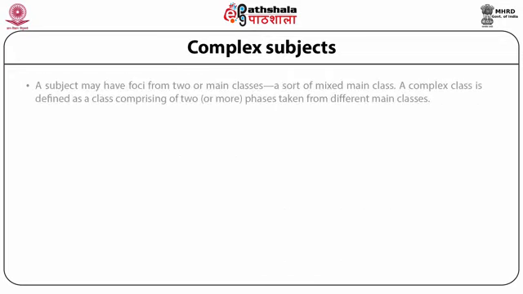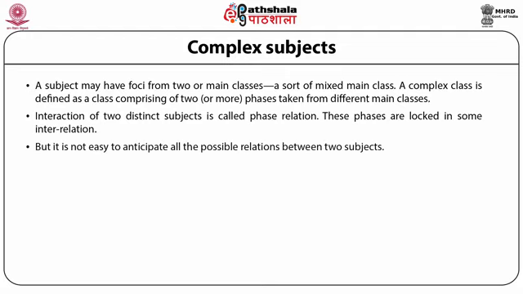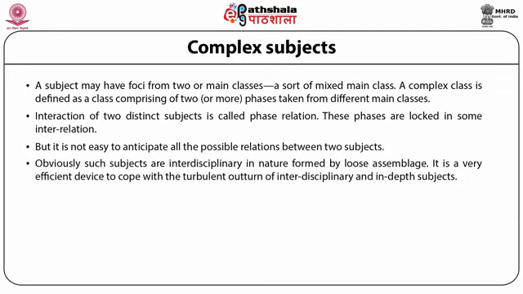Complex subjects. A subject may have phases from two or more main classes, a sort of mixed main class. A complex class is defined as a class comprising two or more phases taken from different main classes. Interaction of two distinct subjects is called phase relation. These phases are locked in some interrelation, but it's not easy to anticipate all the possible relations between two subjects. Obviously, such subjects are interdisciplinary in nature, formed by loose assemblage. It is a very efficient device to cope with the turbulent outturn of interdisciplinary and in-depth subjects.